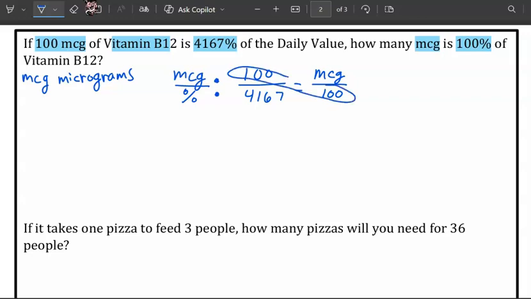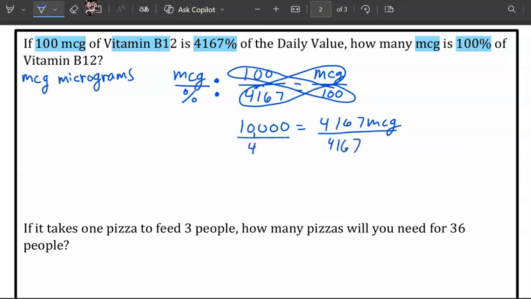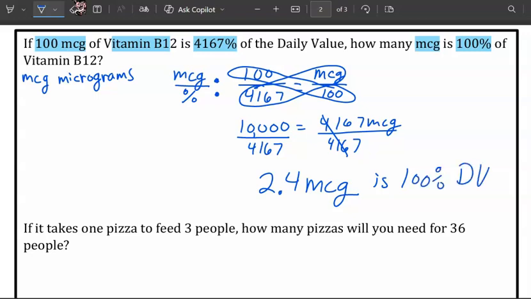Okay, so we could cross multiply. 10,000 equals 4,167 times the unknown. Divide each side by 4,167. And so your answer is about 2.4 micrograms is 100% daily value of B12.